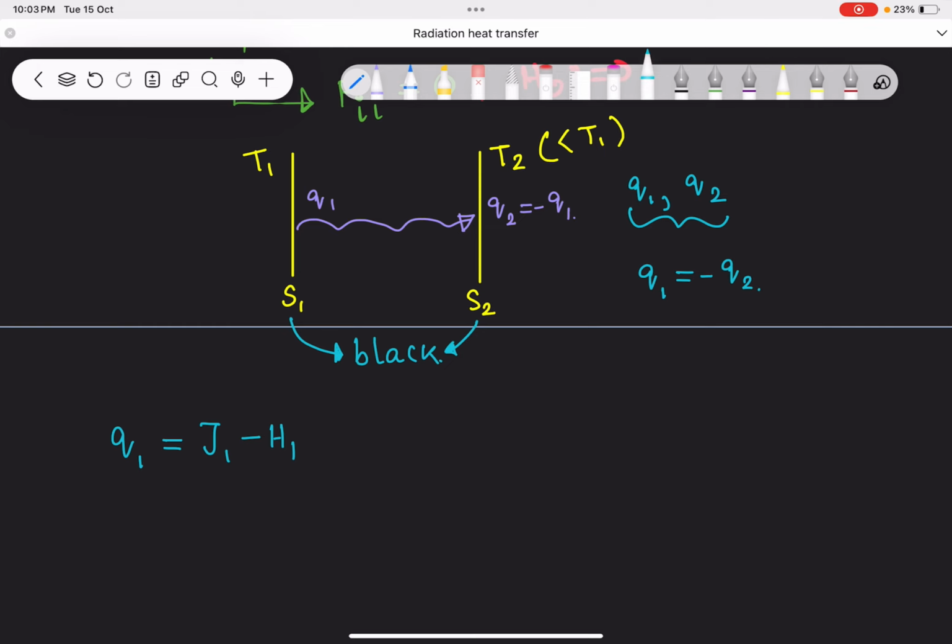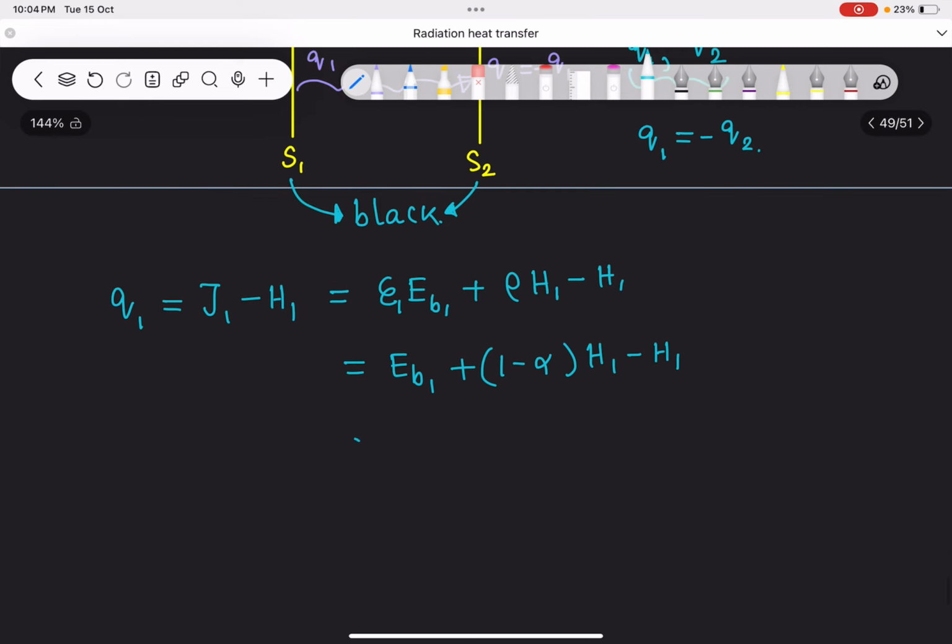Now Q1 is equal to J1 minus H1, right? So what is my J1? J1 is epsilon 1 into EB1 plus my reflectivity rho into H1, minus H1. For a black surface, epsilon 1 is equal to epsilon 2 equal to 1. So this will be EB1 plus rho, where rho is reflectivity, which is 1 minus alpha.